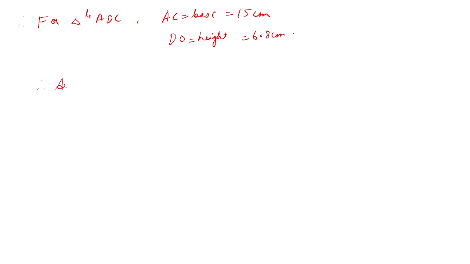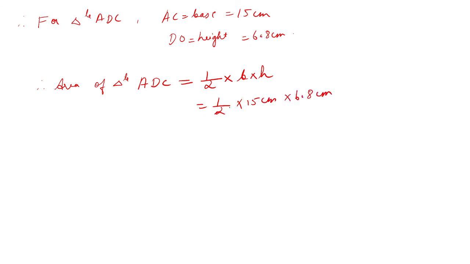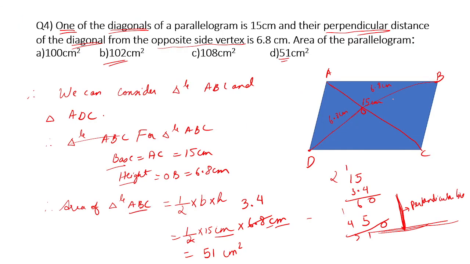Therefore, the area of triangle ADC is equivalent to half into base into height. What is the base here? 15 centimeter. What is the height here? 6.8 centimeter. So you cancel out 2, 3.4. Do the multiplication, it will still be the same: 51 centimeter into centimeter, centimeter square. Now you have the area of triangle ADC, and you also have the area of triangle ABC.